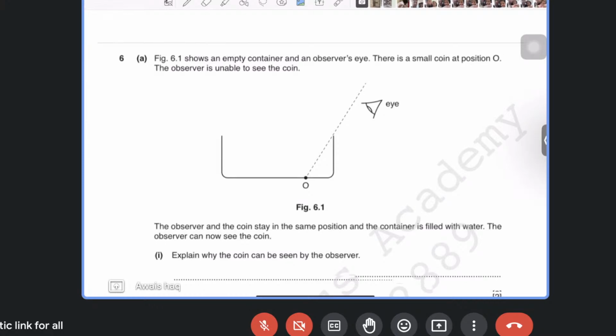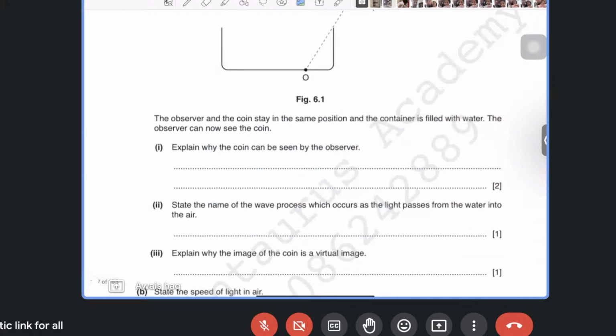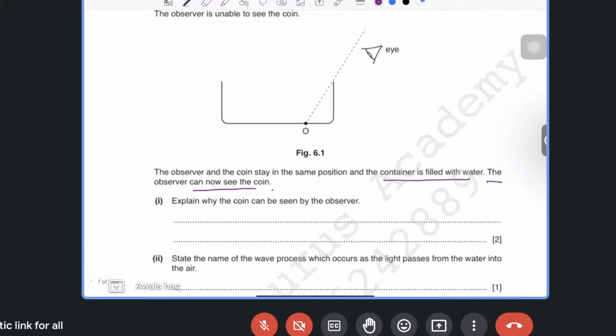All right. The observer and the coin stay in the same position, and the container is filled with water. The observer can now see the coin. If you fill it with water like this, from the water you can make a normal line, and the rays are going from more dense to air, which is basically less dense. So the light is going to bend towards the observer's eye.